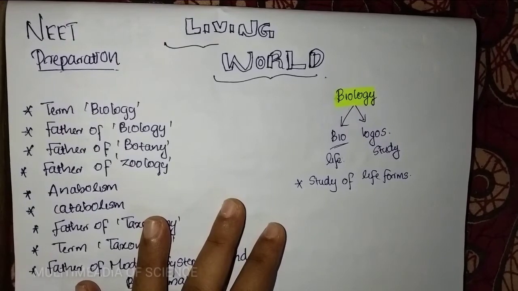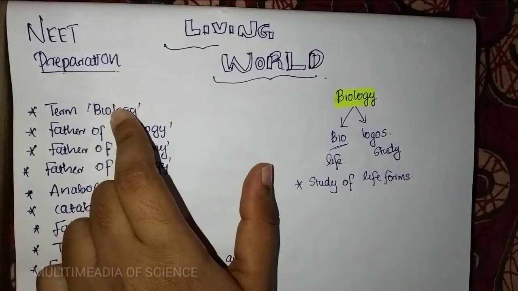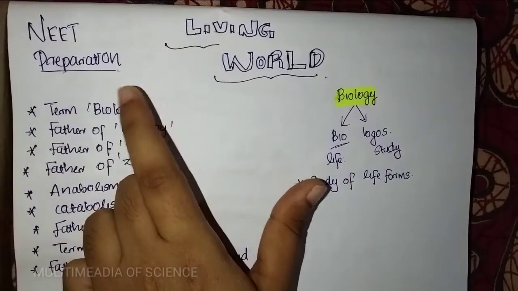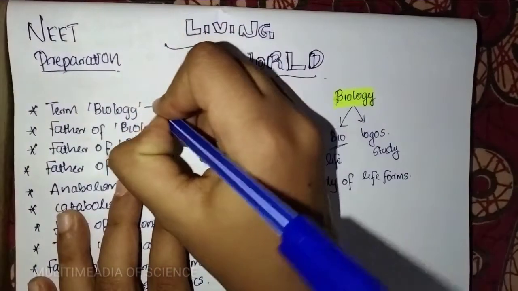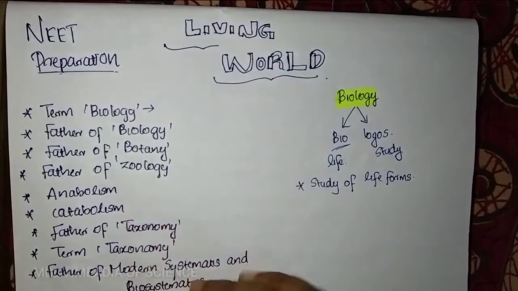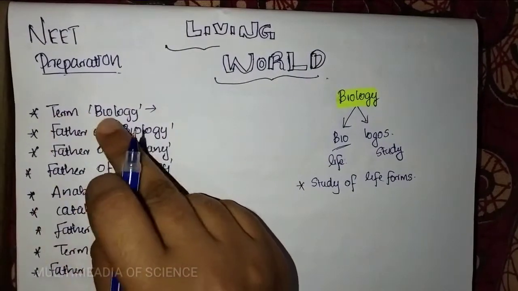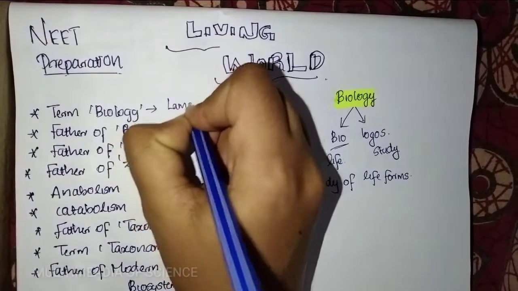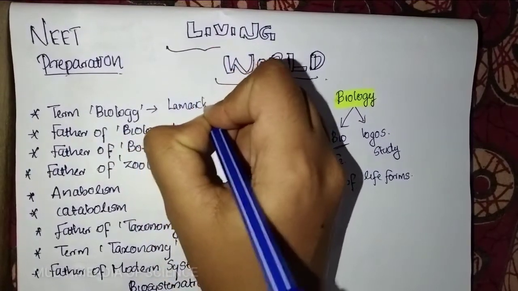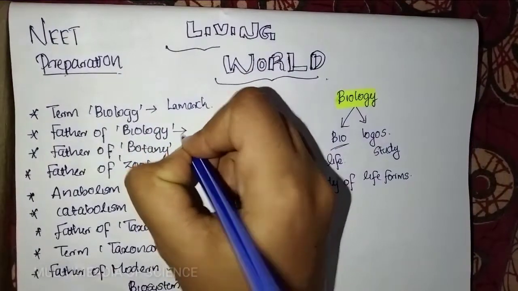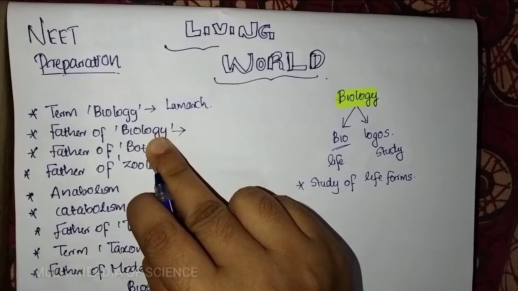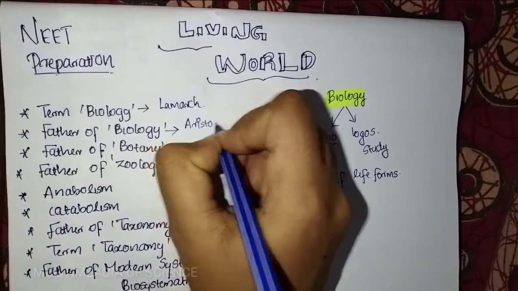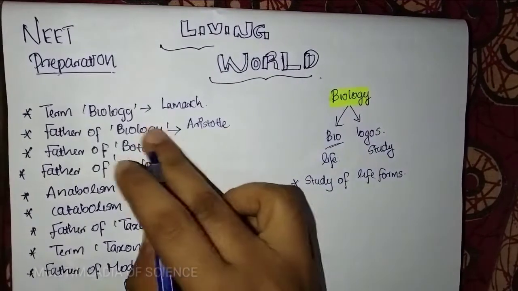Next, the term biology. The term biology is derived from the two words we already discussed, and the term biology was coined by Lamarck. These are necessary points for the NEET. Next point is about the father of biology. The father of biology is Aristotle.